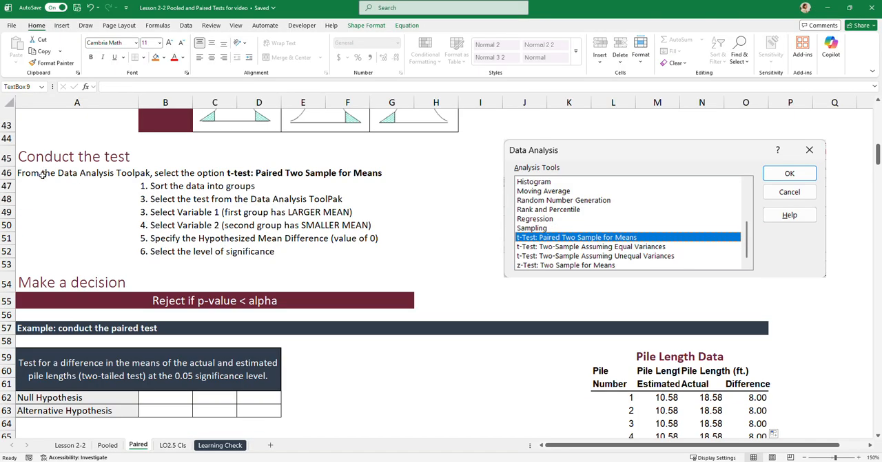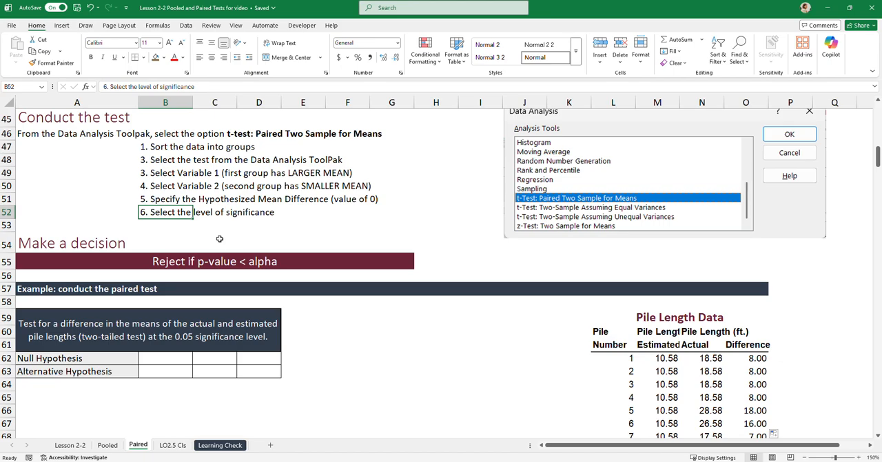For conducting the test, first you need to make sure your data is sorted into groups according to the two groups you have. Once it's sorted into groups, you'll need to choose from the data analysis toolpack the option for the t-test that says paired. Just like all the other tests, we'll choose group 1 as the group with the larger mean and group 2 as the group with the smaller mean. For the hypothesized mean difference, we'll use 0. And for the level of significance, we usually use 5%, but that's typically given in the question on assignments or homework.